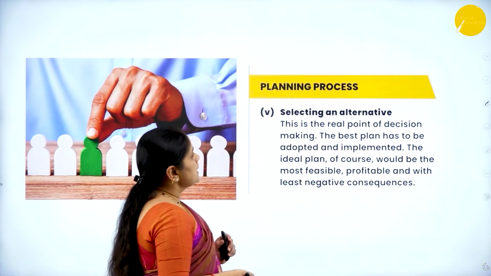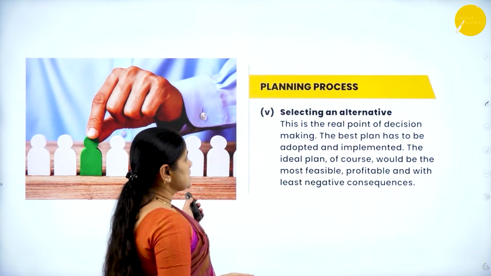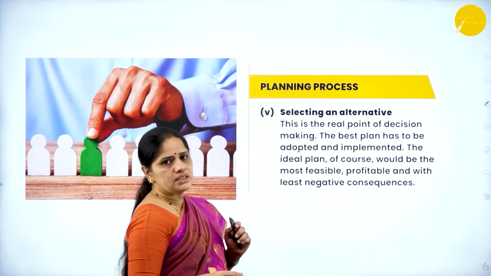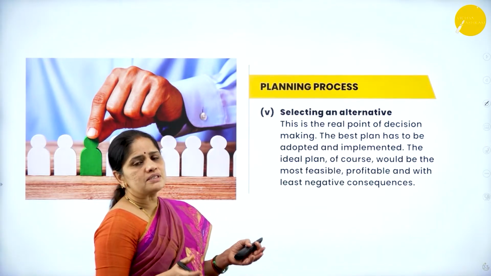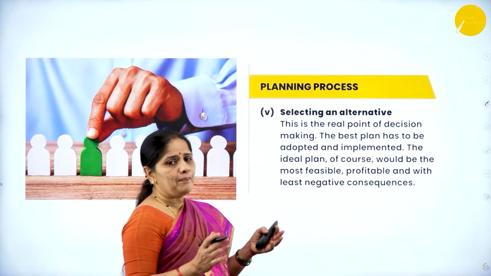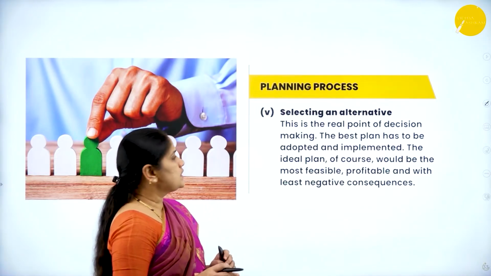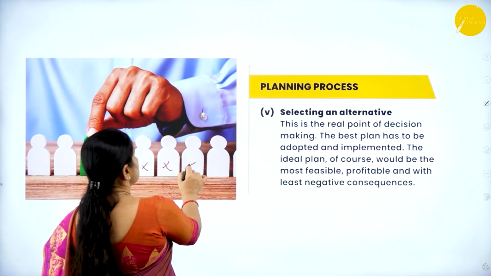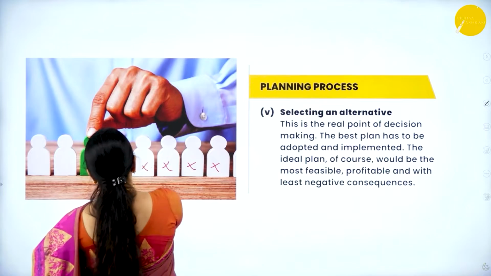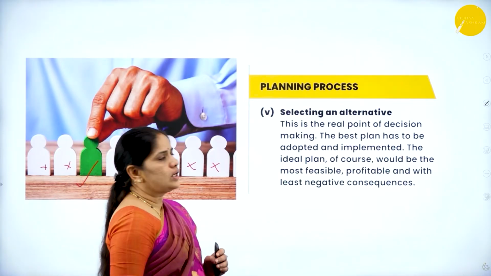Then the next in the planning process, that is the 5th step in the planning process, is selecting an alternative. So you will be having various options before you to implement the plans. Now you have to select the best option before you. So all these are ruled out. These are the various alternatives which are ruled out, and this is the chosen alternative.